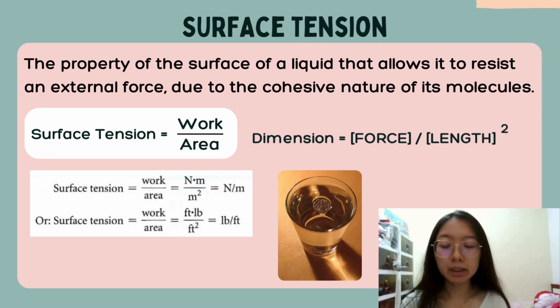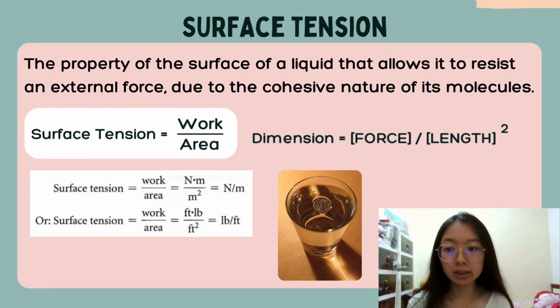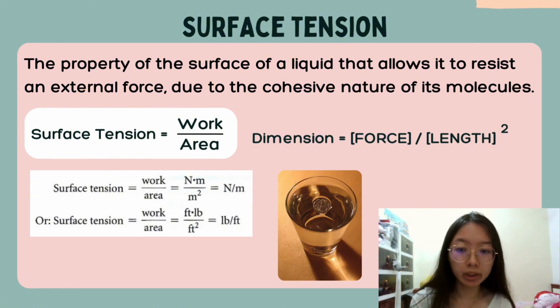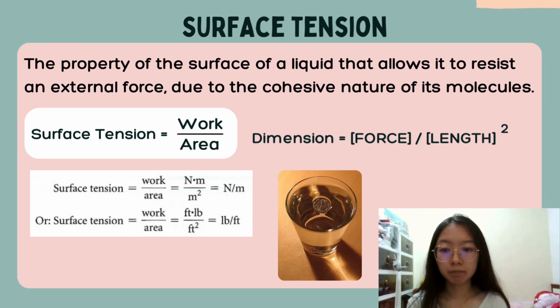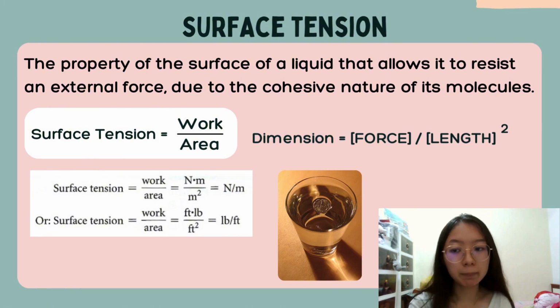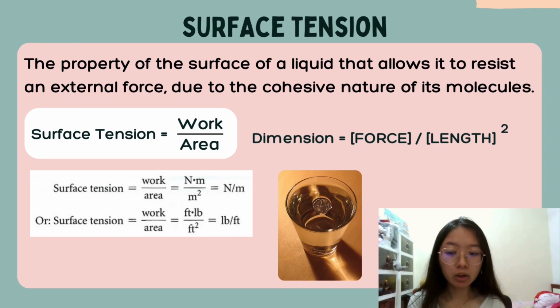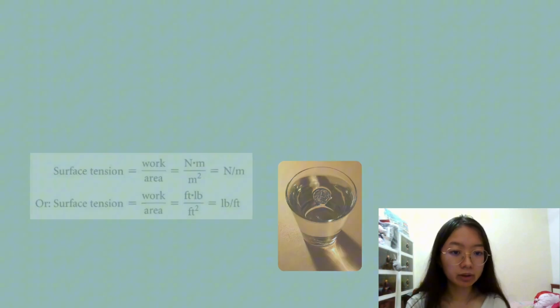So mathematically, it is measured as the work per unit area required to move the lower molecules to the surface of the liquid. The dimension of the surface tension is force per length square. And the unit can be expressed in Newton per meter or pound force per feet. And the surface tension of liquids, including water, varies with temperature.